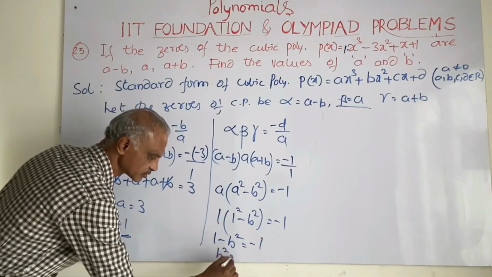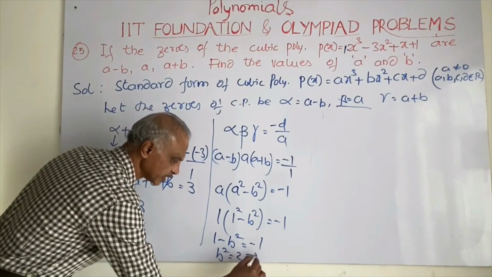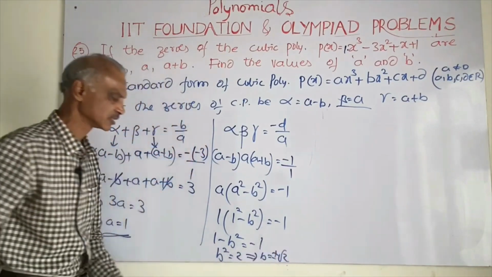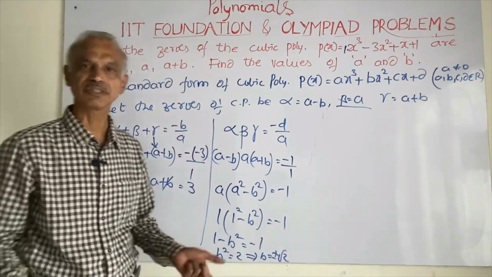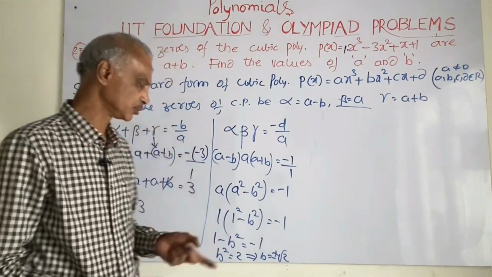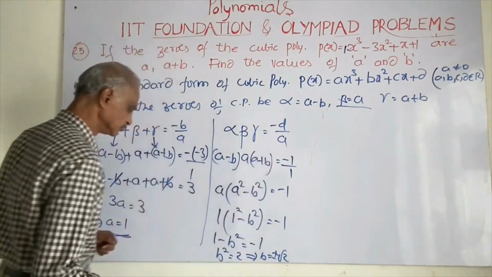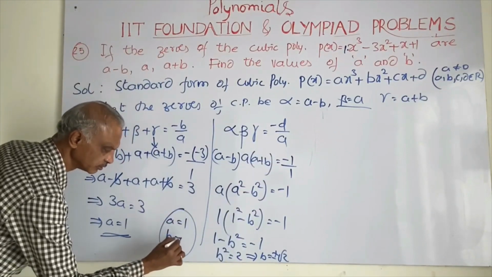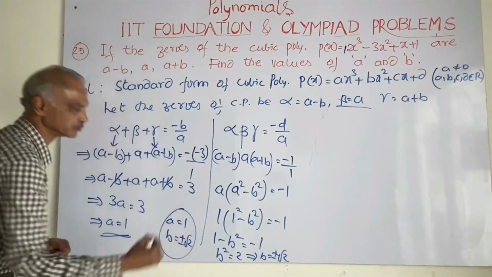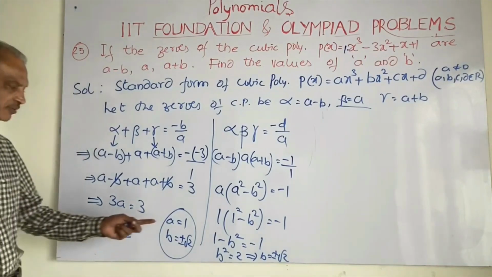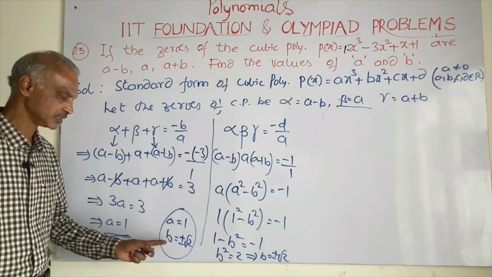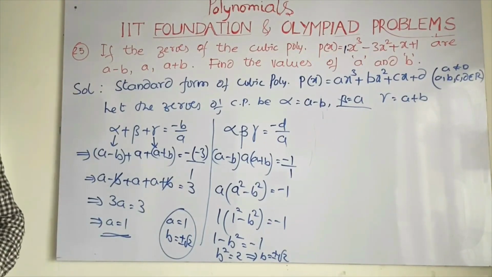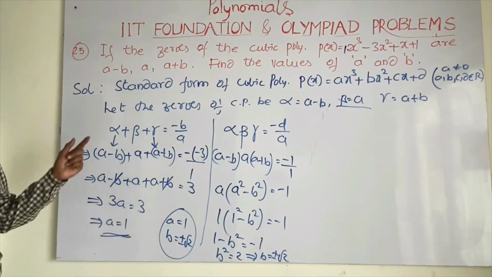b square is equal to 2, implies b is equal to plus or minus root 2. Now what do we have? a is equal to 1, b is equal to plus or minus root 2. We have to find the values of a and b: a is equal to 1, b is equal to plus or minus root 2. See, we can check whether our answer is true or false.